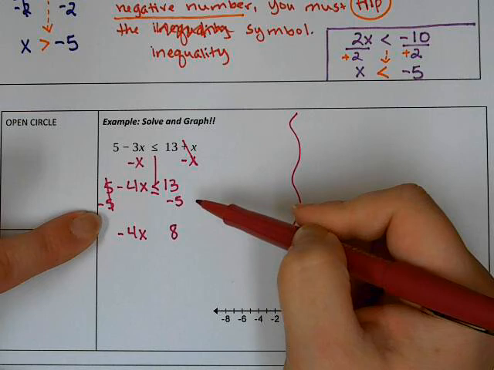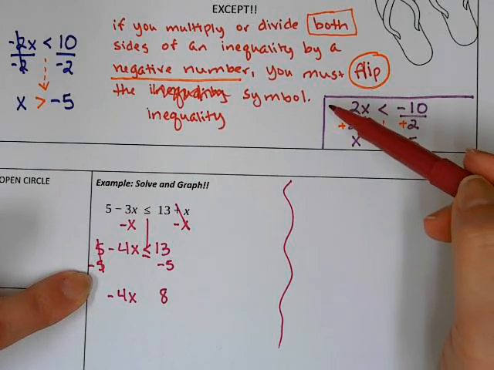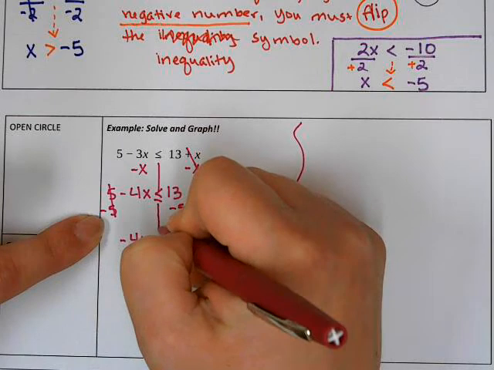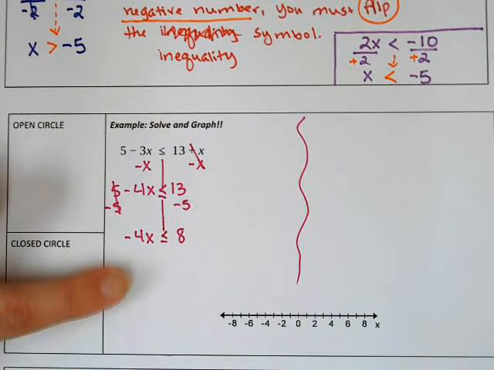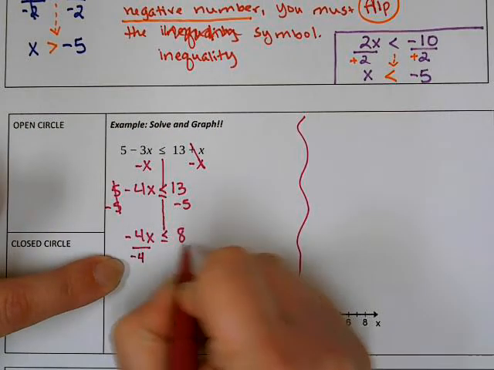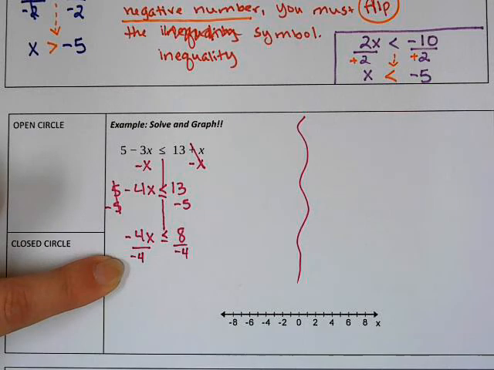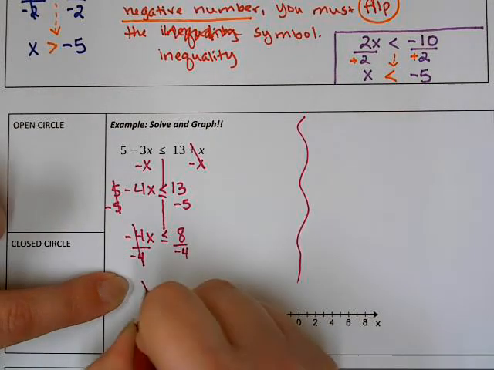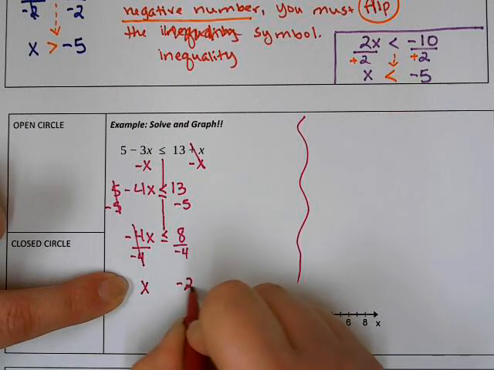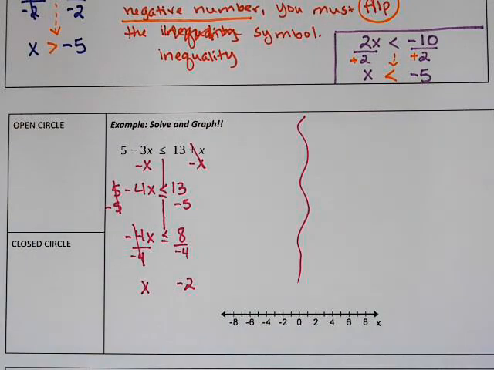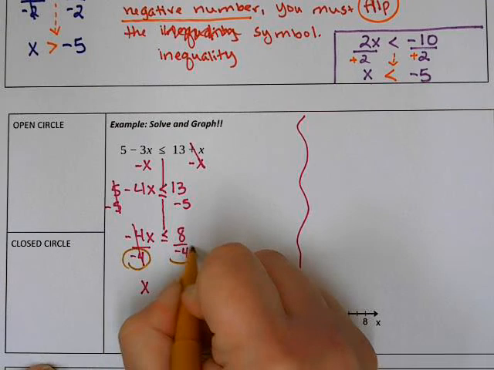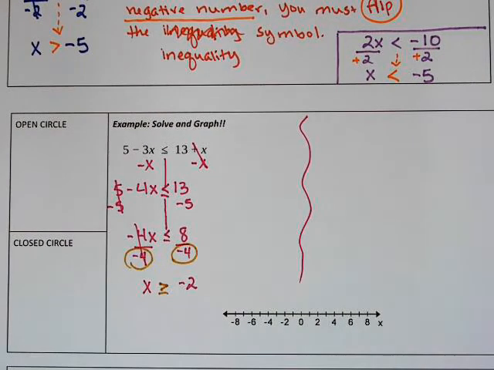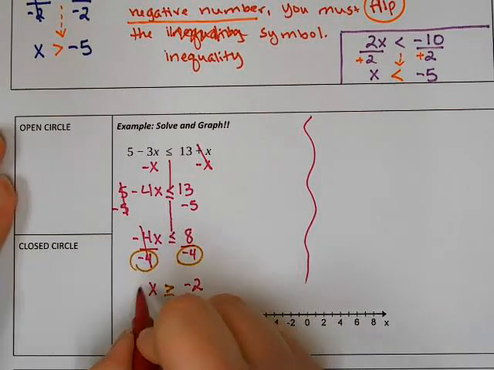I subtracted 5 from both sides, so again, I didn't multiply or divide by a negative, so I'm not going to flip my sign. It's still going to stay as a less than or equal to. Now I'm going to go ahead and divide both sides by negative 4 because that's the inverse of the multiplication. So if I divide by negative 4, I have x, I have my negative 2. Now that I divided both sides by a negative number, that's the important part there. This is where I'm going to flip my inequality, and it's going to become x is greater than or equal to negative 2.